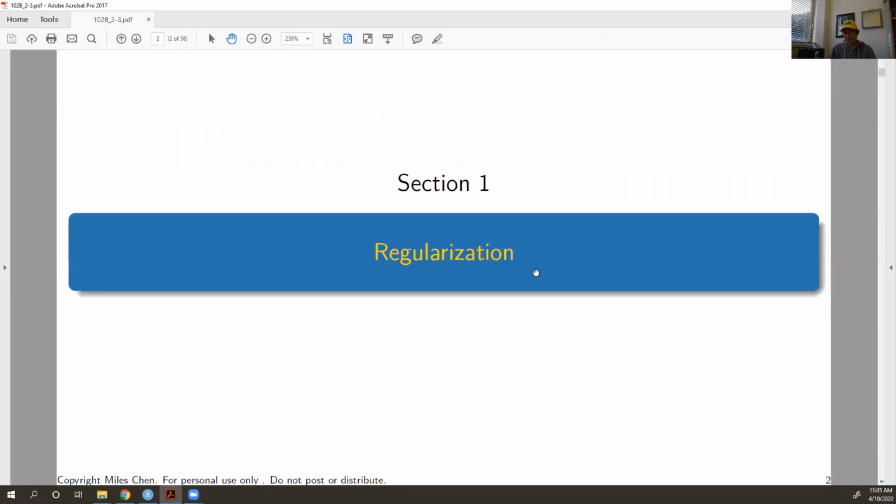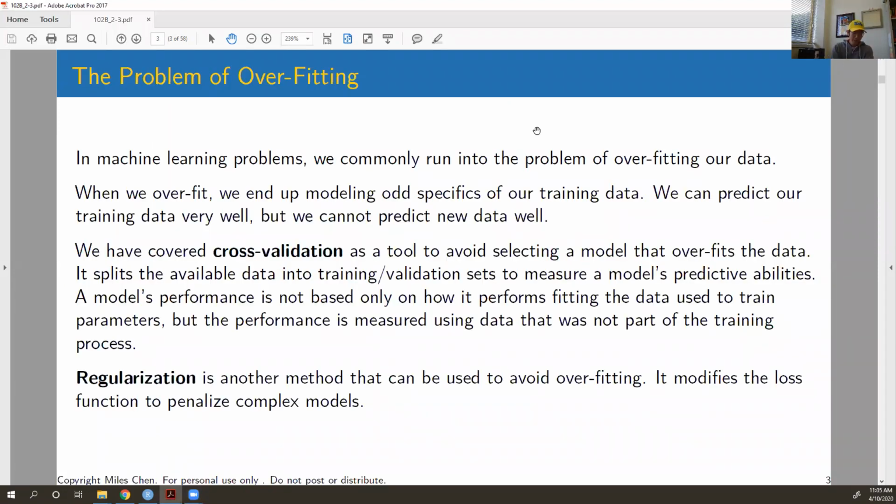We're talking regularization. Okay. And so, what is regularization? All right. It's a method that we use to address the problem of overfitting. Overfitting is the idea that we end up modeling odd specifics of our data. It means we can predict our training data very well, but we can't predict new data. And we saw this a couple lectures ago when we fit that 17th order polynomial.